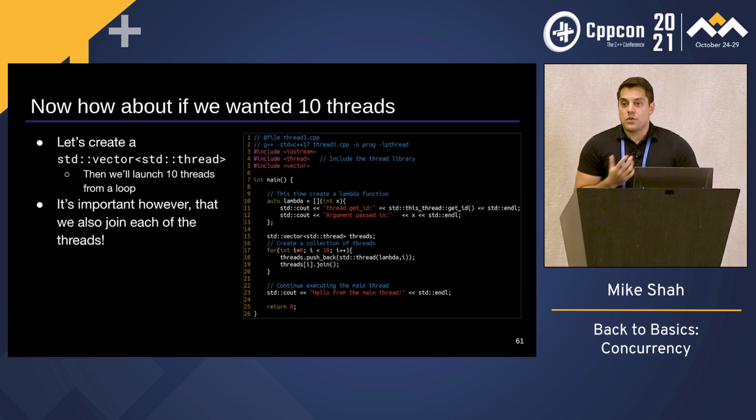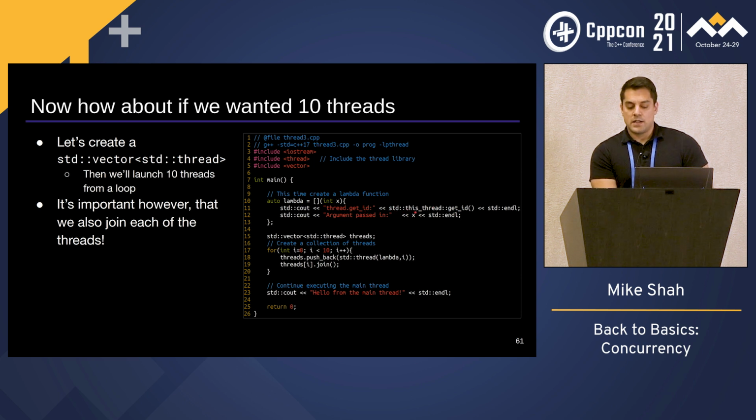All right, so that's pretty cool if we can launch one thread, but what if we want 10? Because we want to start doing some more serious work here. So in this example, I'm going to launch 10 threads, and I'm going to do this from a loop. I've still got my Lambda here. That's where I'm doing my work, and it's just going to print out the thread ID. So that's something a little bit new.